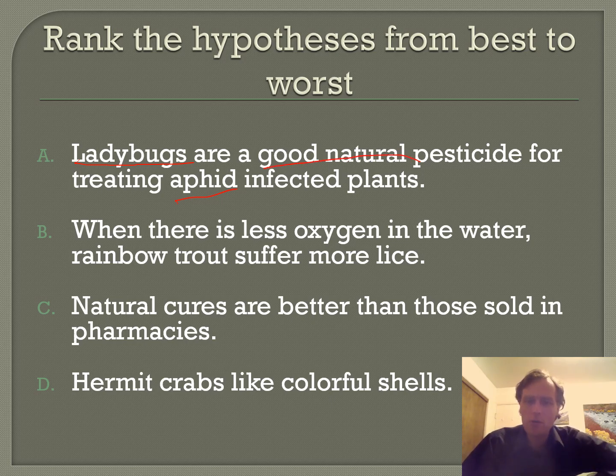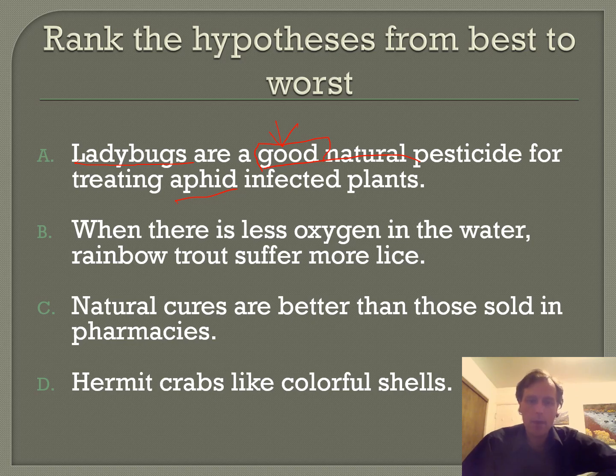A good natural pesticide: good is not measurable and it is also subjective. What is good, what is bad? Perhaps you simply hate ladybugs. So this is not a measurable term. What we'd really be looking at if we want to improve this hypothesis is that the more ladybugs there are on a plant, the fewer aphids there are on the plant. Therefore we can count the independent variable, how many ladybugs, and we can also count the dependent variable, aphids. Measurable.